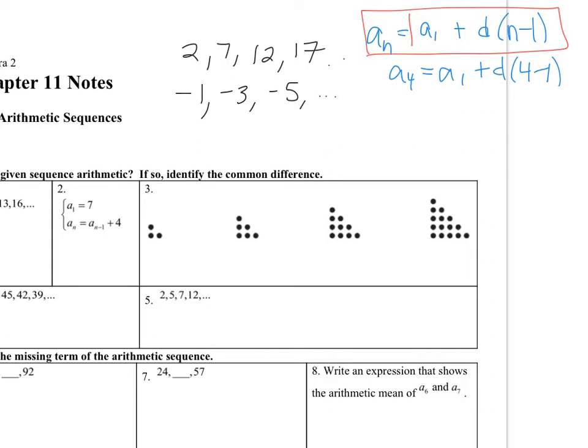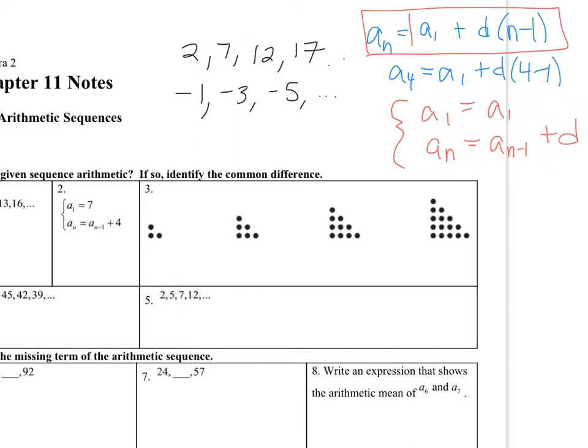The recursive formula has 2 lines. In a recursive formula, you need to have a start. So your start is a sub 1 equals the first term, whatever a sub 1 is. Then to get the nth term, you do something with the previous term. If a sub n is the term we're talking about, the previous term is a sub n minus 1, plus the common difference. This is the explicit formula, and this is the recursive formula.